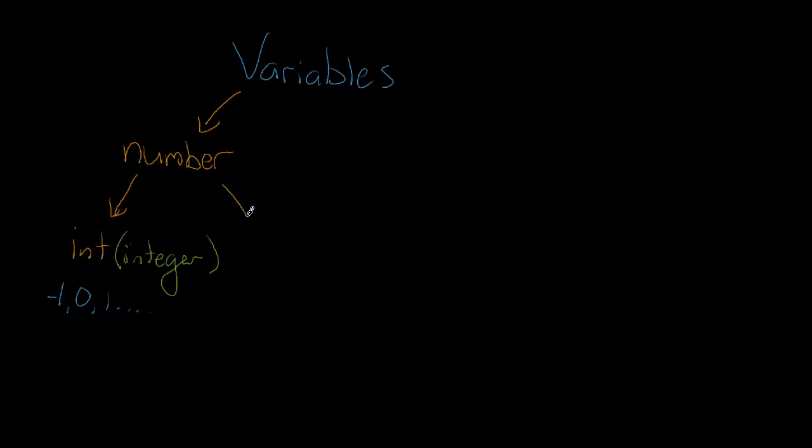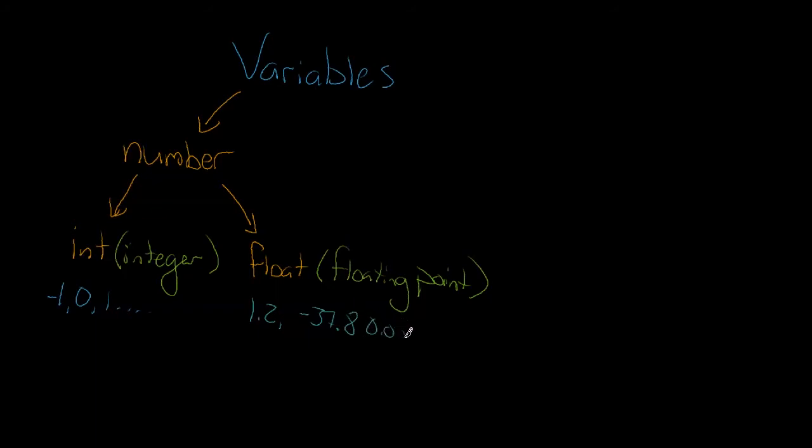Another number that you definitely will see is something called a float. And float actually stands for floating point. A floating point number is something like 1.2, negative 37.8, 0.0001, numbers like that. So those are all different types of variables, integers and floats. All of these are examples of these types of numbers.